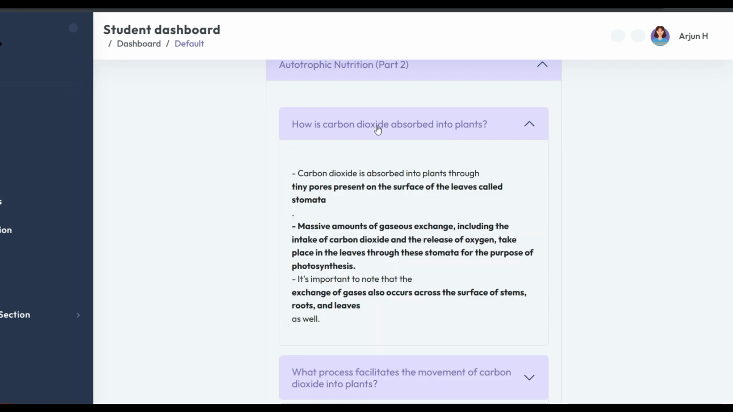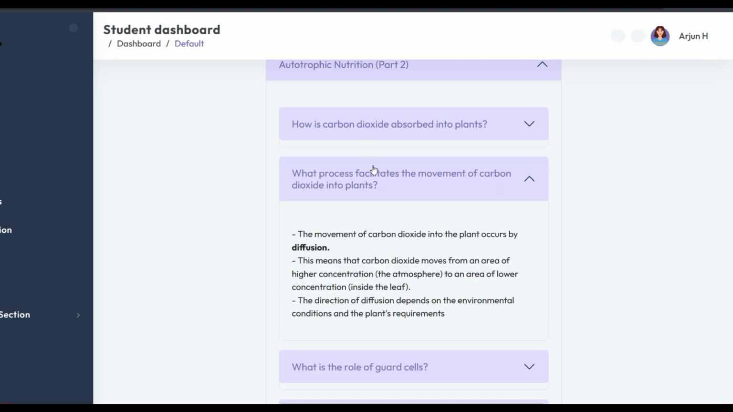And carbon dioxide is absorbed through stomata, and this massive amount of gas exchange includes the intake of carbon dioxide and release of oxygen, taking place in leaves through stomata for the purpose of photosynthesis. It's important to note that the exchange of gas also occurs across the surface of stem, root, and leaves as well. Okay, you need to keep that in mind.